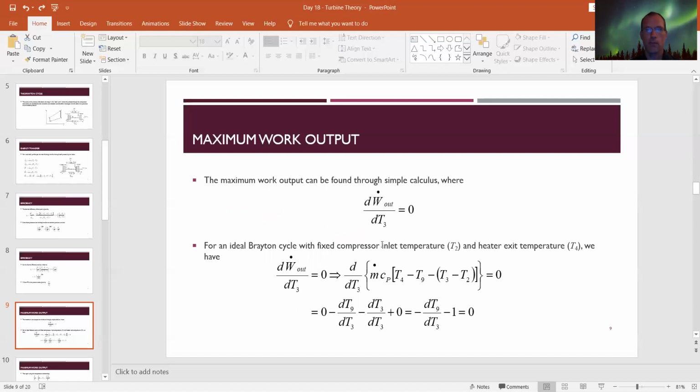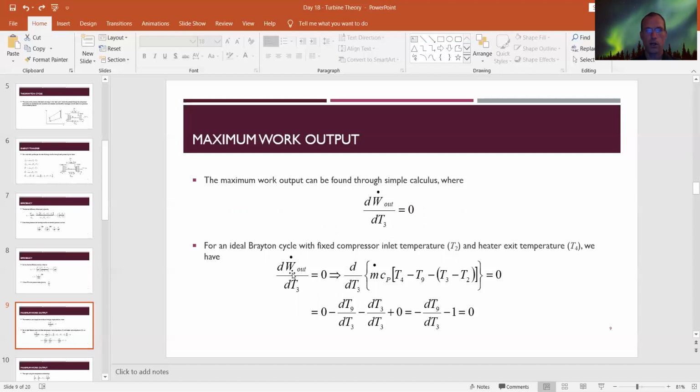For my ideal cycle, I'm assuming I have a fixed inlet temperature, so T2 is a constant. I'm also assuming I have a fixed exit heater temperature. So after my burner, I have some temperature T4. This is basically determined by what my combustion chamber looks like, how much energy I'm adding to it. So whatever combustion chamber I use determines the value of T4, and I can fix that as a constant. Then what's varying in terms of this maximum work is my compressor. What compressor ratio do I have? That's going to determine what T3 is. So T3 is my variable of interest here.